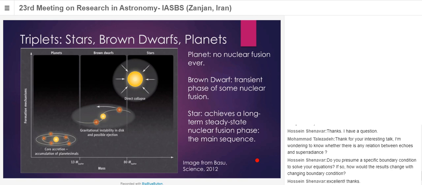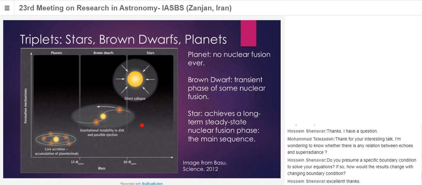So there are really three mechanisms at play in star and planet formation, at least that we know of, or that we think happen. One is, of course, the direct collapse of a molecular cloud core to form a star. This is the traditional idea of star formation. Dense cores collapse to form stars, and then you form a disk, which may form planets. And those planets would form by the core accretion process, the accumulation of planetesimals.